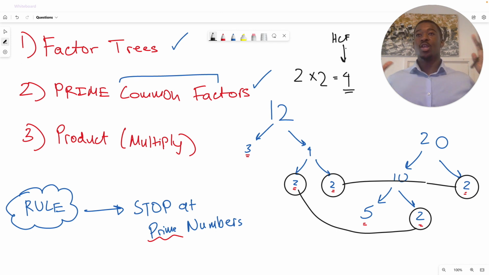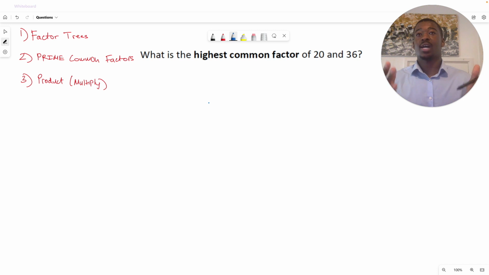So now we know how to work out HCF. Let's try it on some exam style questions. So here we have: what is the highest common factor of 20 and 36? Whenever we see this, just go straight back to your rules, go to your steps. Step 1, factor trees. Step 2, prime common factors. Step 3, product, multiply.